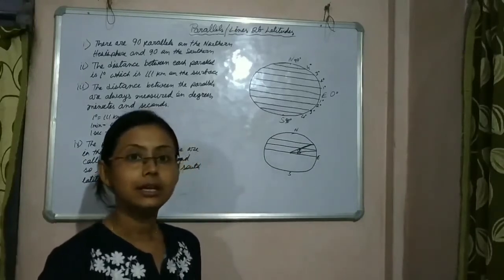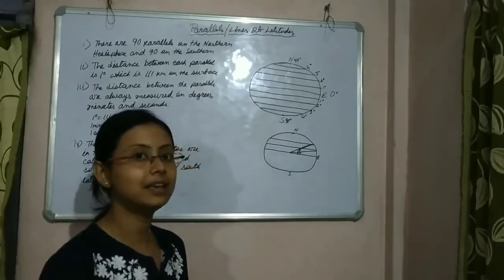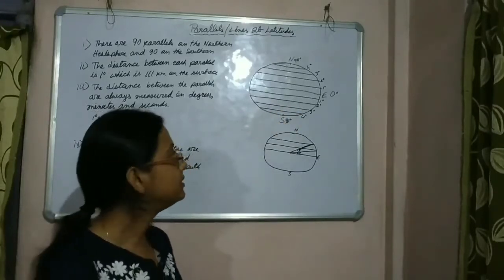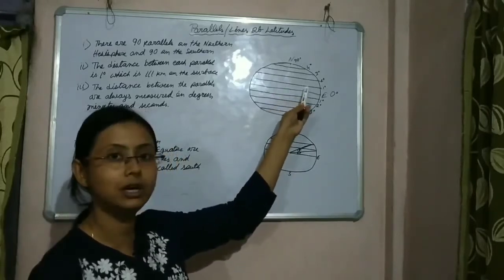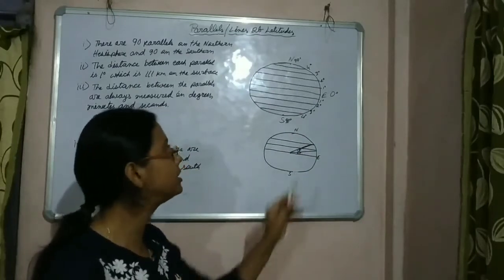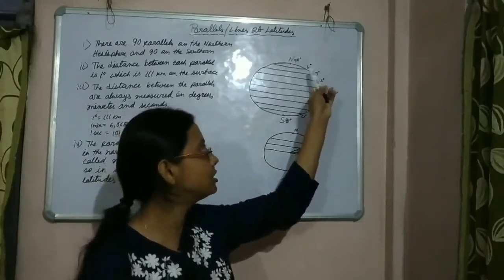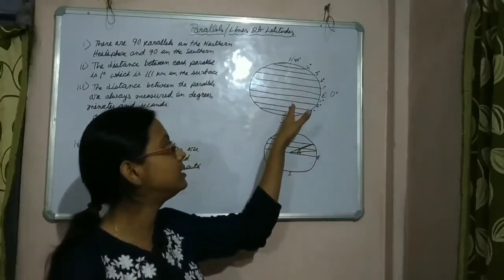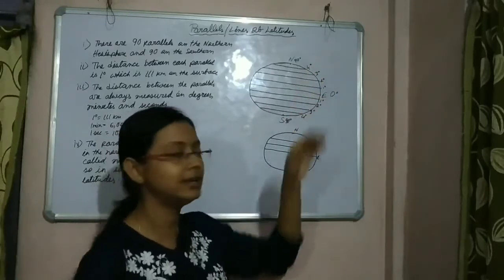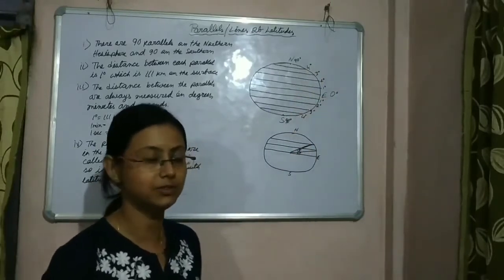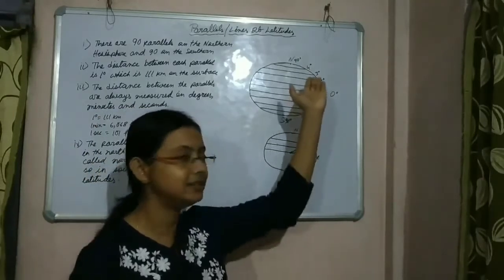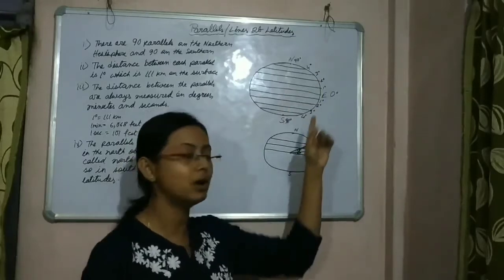After the equator, similar parallel lines have been drawn on the northern hemisphere as well as the southern hemisphere. A total of 90 parallels have been drawn on the northern hemisphere, leaving apart the equator. The equator is separate. After the equator, another 90 parallels have been drawn on the southern hemisphere. So that is how the total number is 181: 90 on the south, 90 on the north, 180, plus 1 equator.